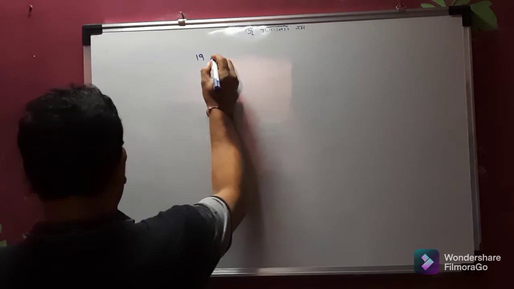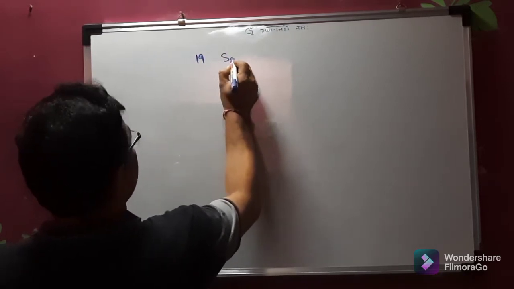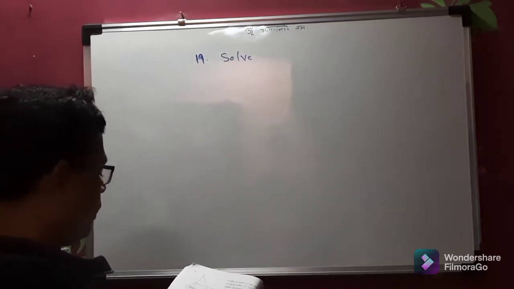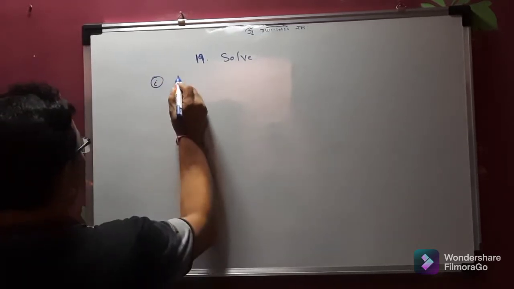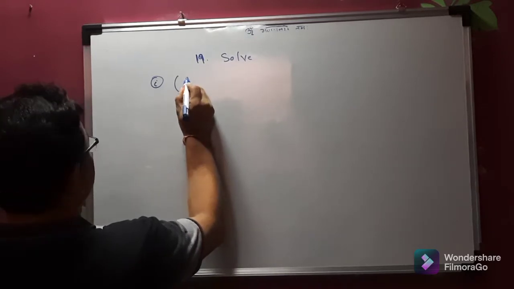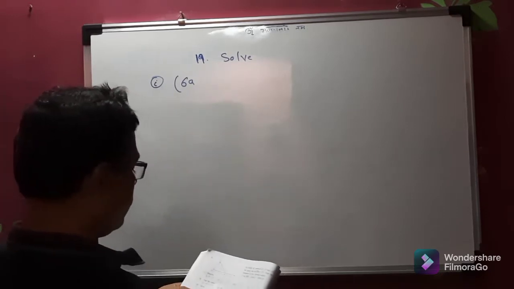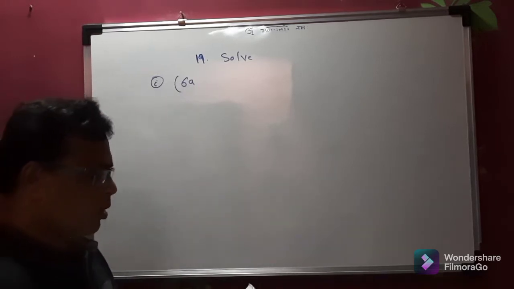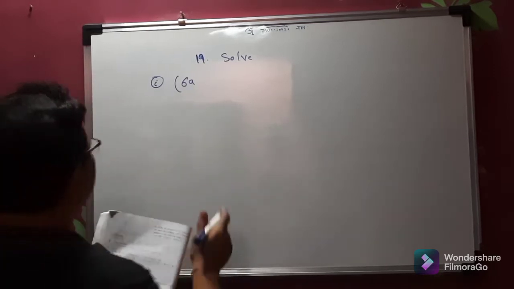Here is problem number 19. They have written solve. We will solve a couple of problems, number 1 and number 3. First of all, we will solve problem number 1. It is an addition problem as well as a subtraction problem. Problem number 1 is of addition and problem number 3 is of subtraction. We will solve both the problems.